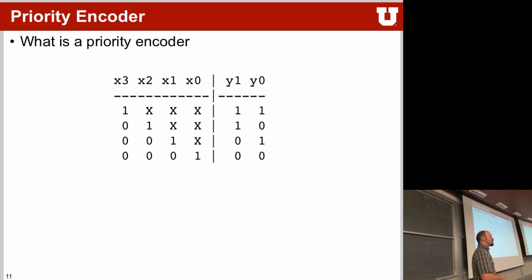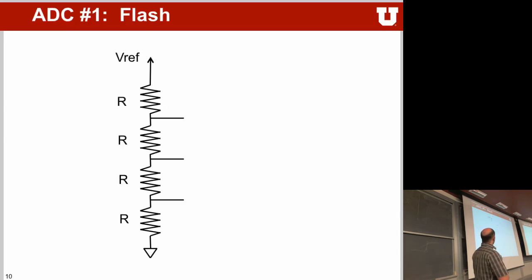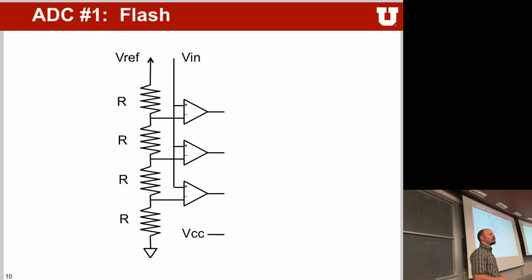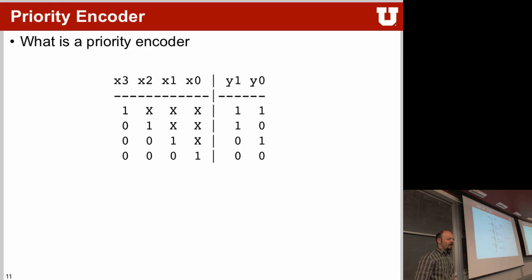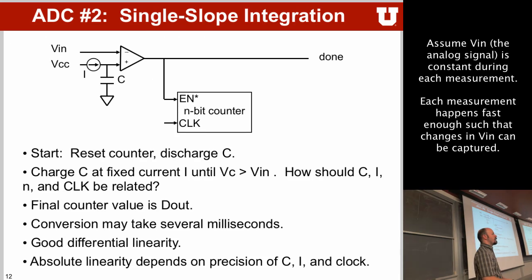Could you imagine another way of doing an ADC? I have two more slides with two different architectures. So this one here was resistors and comparators. Could you think about a way of how to do it with just one comparator? How about the following? You have a comparator, a constant current source and a capacitor. In addition to that, we have a timer or a counter. So how could that work?